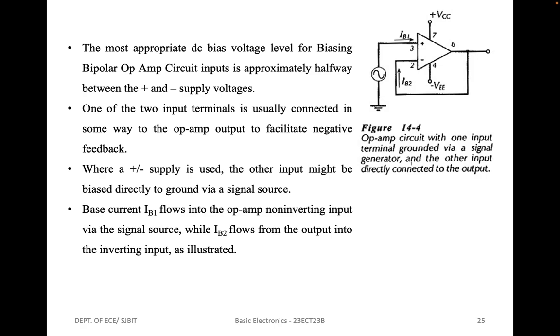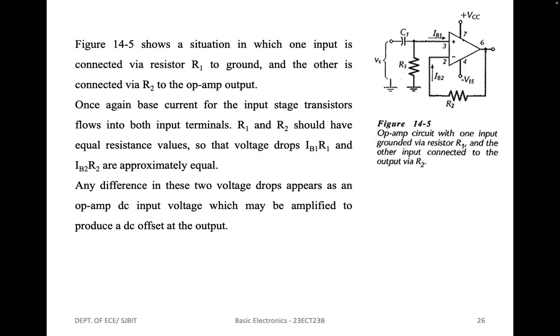The other input might be biased directly to ground via a signal source. Base current IB1 flows into the op-amp non-inverting input via the signal source, while IB2 flows from the output into the inverting input as shown. Here is one more circuit, which shows a situation in which one input is connected via a resistor R1 to the ground and the other is connected via R2 to the op-amp output, which is feedback.